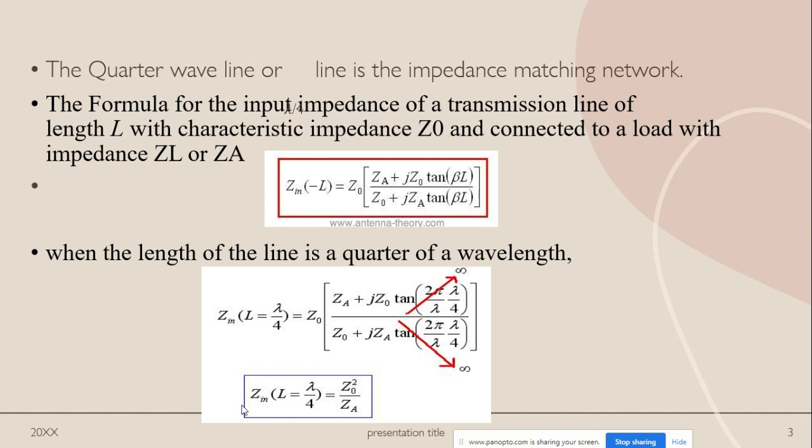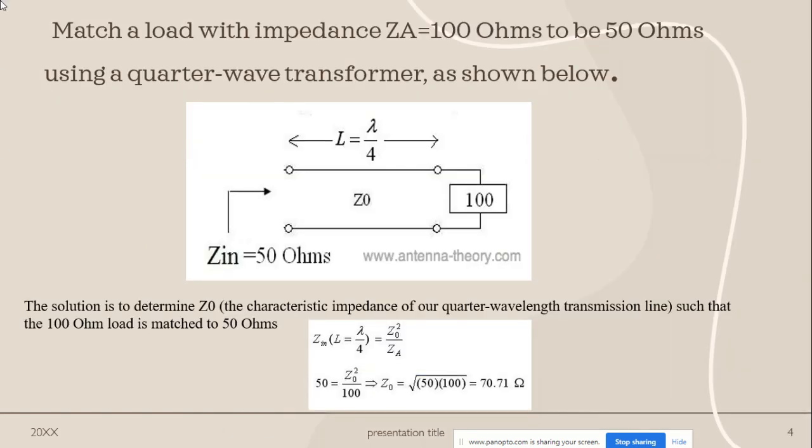So Zin is the input impedance of the quarter wave transformer line, that is the characteristic impedance square by Za. I can even find out what Za is. Za, which is ZL, you bring this down, so Z0 square by Zin will be ZL.